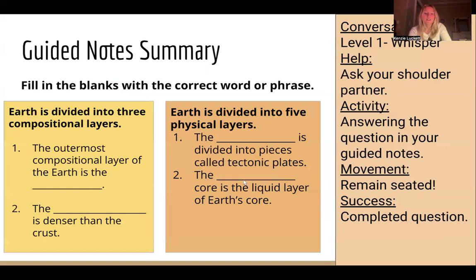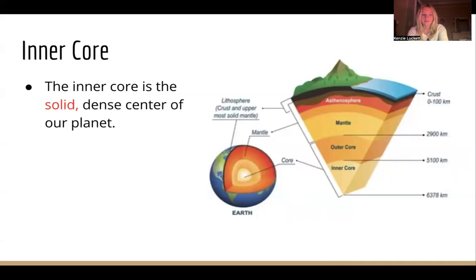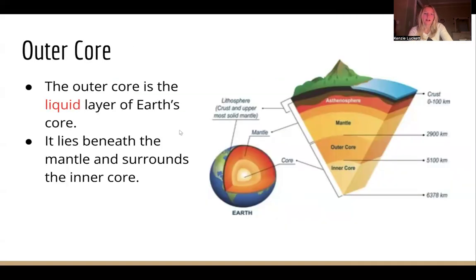Okay, number two, the blank core is the liquid layer. Oh, sorry, layer of Earth's core. All right, I'm trying to remember. We have the inner core, right? And we have the outer core. So our outer core is that liquid layer of Earth's core. And then our inner core is that solid layer of the core.